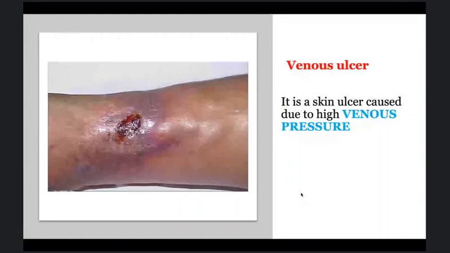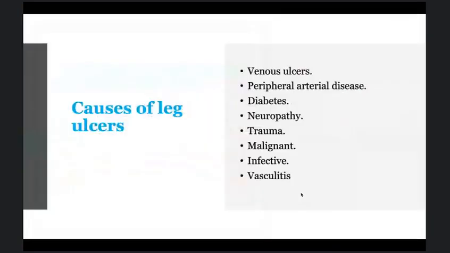Now, ulcer in general: what are the causes of ulcers in the lower limb or in the leg? Peripheral arterial disease, diabetes, neuropathic ulcer, traumatic ulcer, malignant ulcer, infective ulcer, and vasculitis may lead to an ulcer.